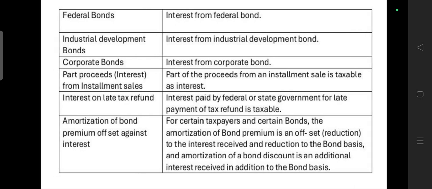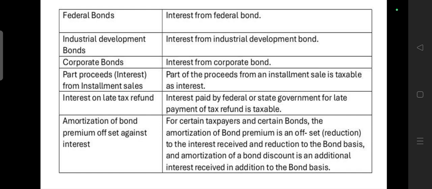Then the interest on late tax refund. What is that? We pay local taxes. Sometimes our calculation may go wrong, and if we pay higher amount than the taxable amount, what will happen? After completion of those calculations and assessment, the local authority to whom we paid the tax may refund it. Normally it will take 3 weeks, 1 month, or less than that. Unfortunately, it took longer time. It took 3 months, 6 months, 8 months, whatever.